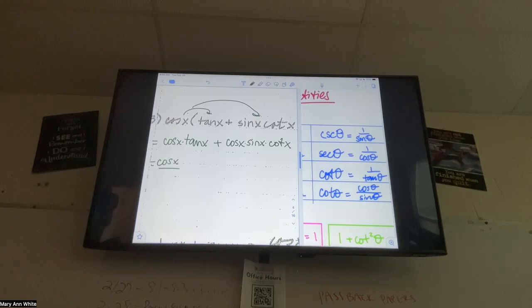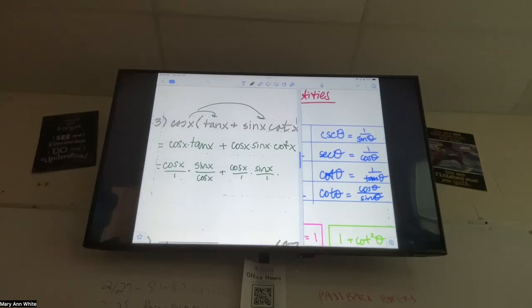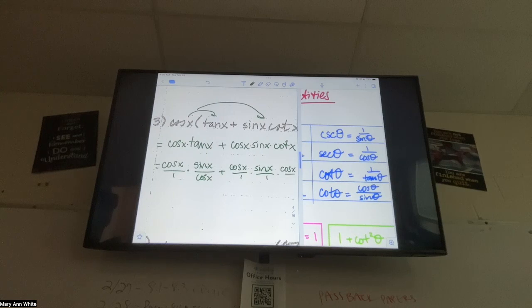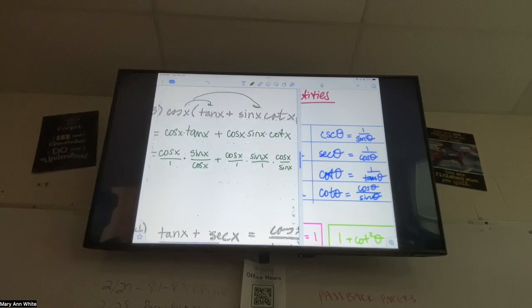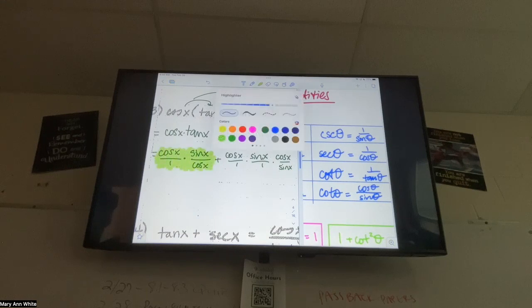So I like to think of cosine of x as cosine over 1. We know tangent is the same thing as sine over cosine. We just did that one. On the next part, cosine is still cosine over 1, sine is just sine over 1, but cotangent is, oh, it's right on my board, cosine over sine. I can do these two things simplified together, and I can do these three things simplified together.